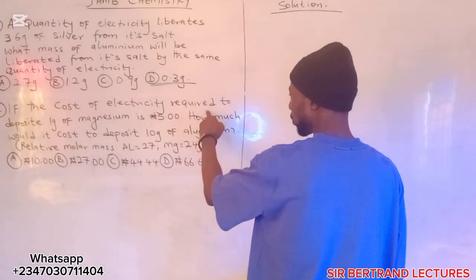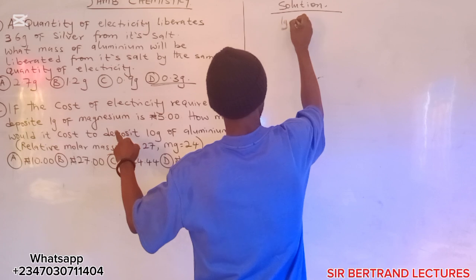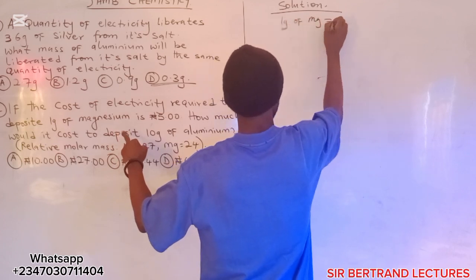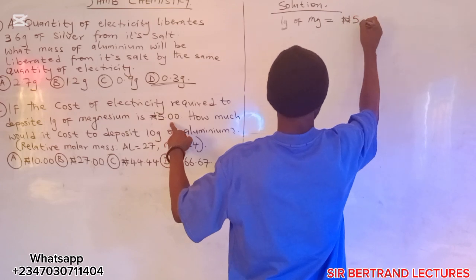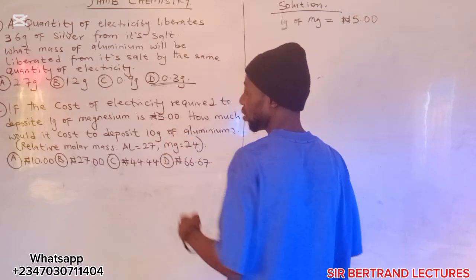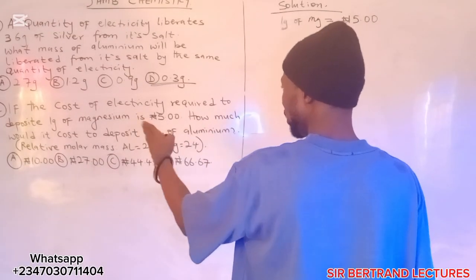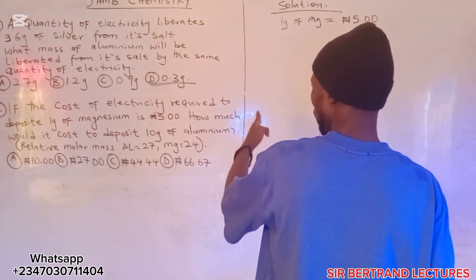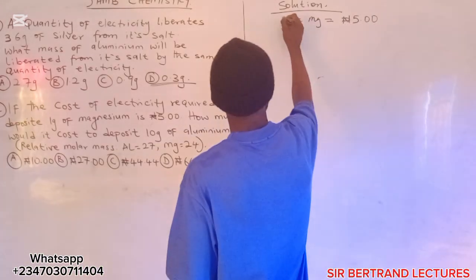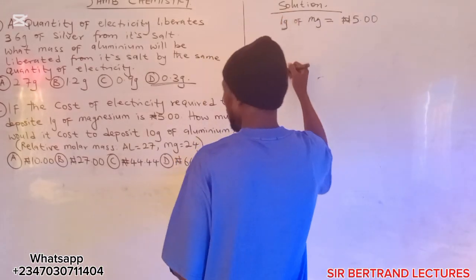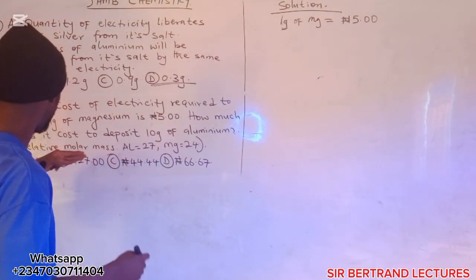Now, the cost of electricity to deposit 1 gram of magnesium costs how many naira? 5 naira. Okay, how much would it cost to deposit 10 gram of aluminium? Okay, then here, to solve this, how much would it cost to deposit 10 gram of aluminium?